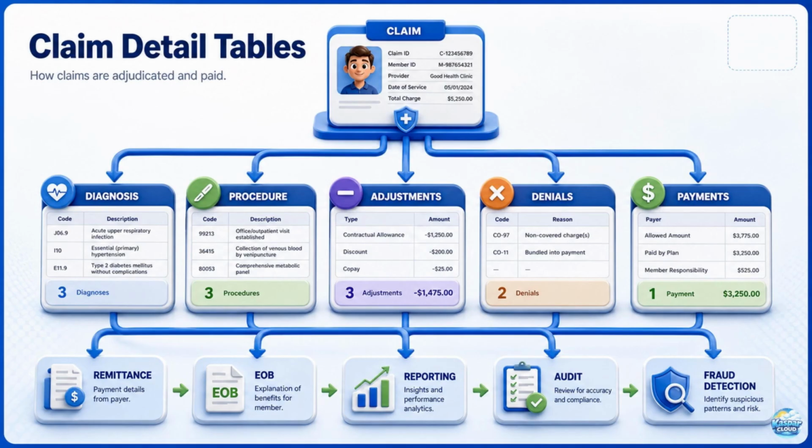Claims also need diagnosis, procedure, adjustment, denial, and payment detail tables. Diagnosis tables store ICD codes and sequence. Procedure tables store CPT, HCPCS, ICD procedure, or revenue-related codes.